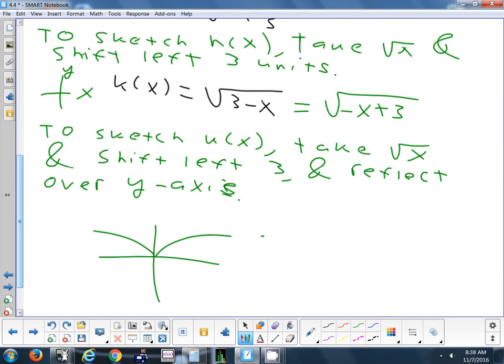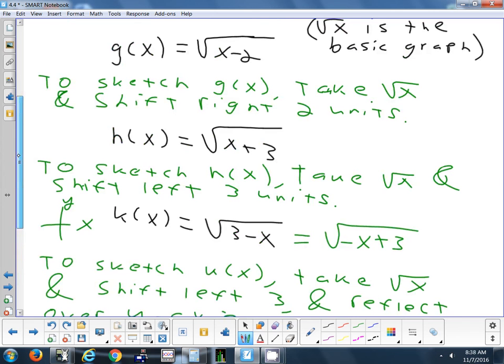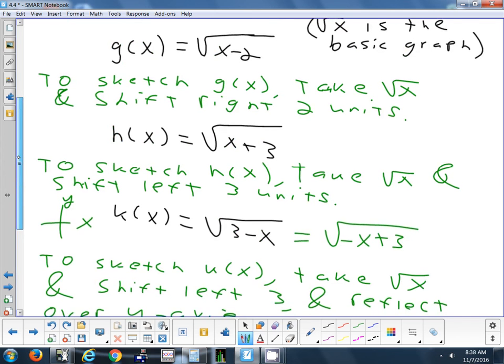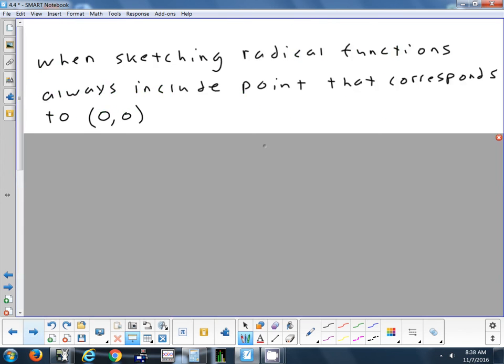Right, so you can reflect your square root into any function you want, any quadrant, just by putting a negative in front of the entire function or a negative in front of the x. Okay, so any questions on the transformations? All right.